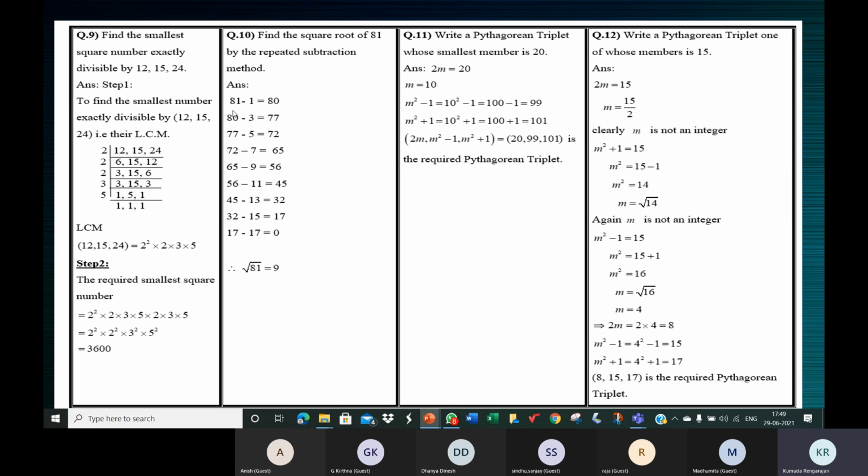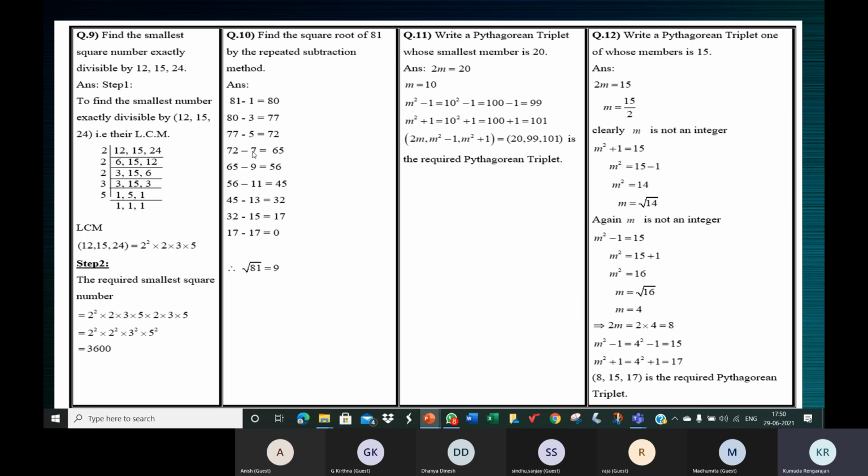So see here, 81 minus 1. So we keep subtracting these odd numbers from the beginning: 1, 3, 5, 7, 9, 11, 13, 15, 17. We always start from the first odd number. The given number is 81. 81 minus 1 is 80. Now take up this number 80 and subtract the next odd number. 80 minus 3, 77. Take up the number 77. Subtract the next odd number 5, 72.